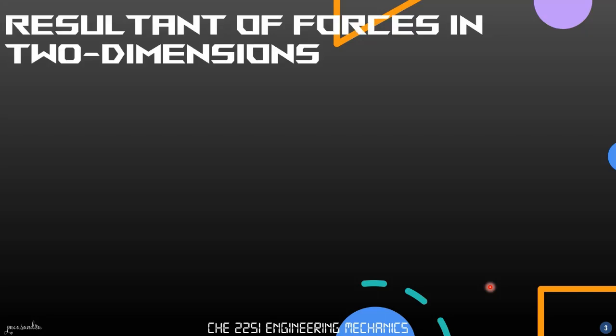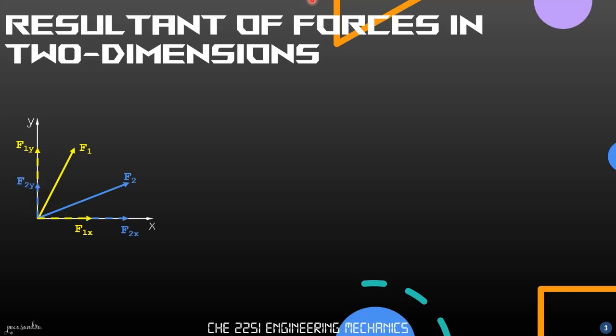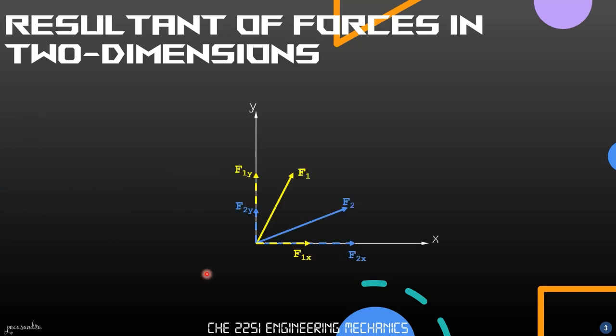Next we have the resultant of forces in two dimensions. Given the x and y axes, let's have, for example, two forces, F1 and F2. As we know, F1 has its own x and y components, and F2 will also have its own horizontal and vertical components. From the individual components, we can now take our resultant.